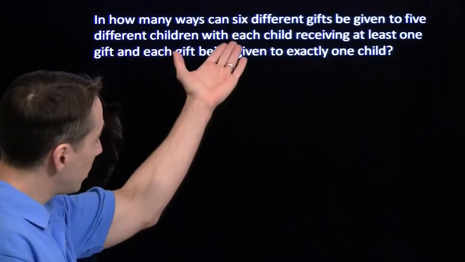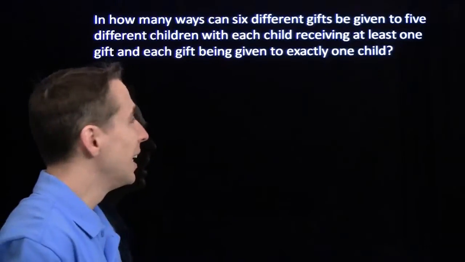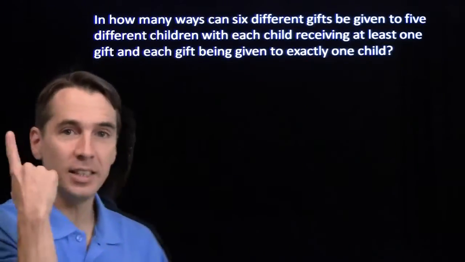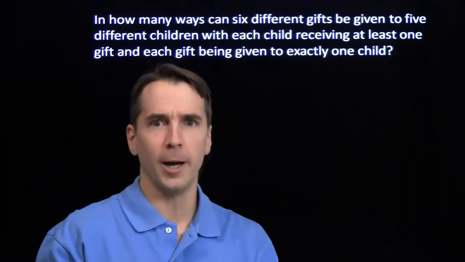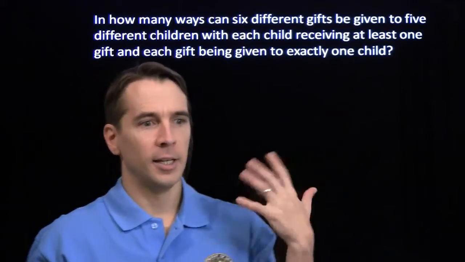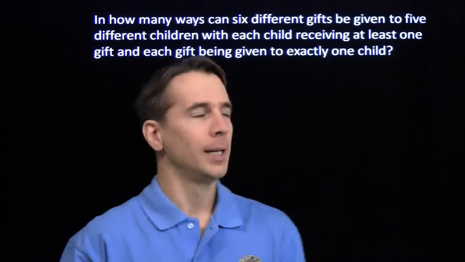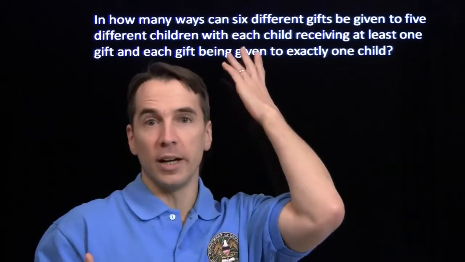Now, in our first problem here, we've got 6 different gifts. We're giving them out to 5 different children. Now, we don't want anybody to be sad, not get any gifts, so everybody's going to get at least one gift, and every gift is going to be given out to exactly one child. So we've got 6 gifts, 5 kids. Each kid has to get at least one gift. That means somebody's getting 2. Now, let's see if we can use that to count how many different ways we can give out these gifts.